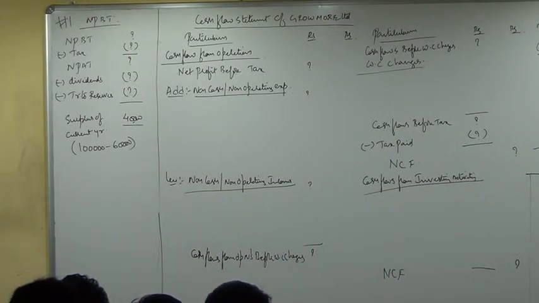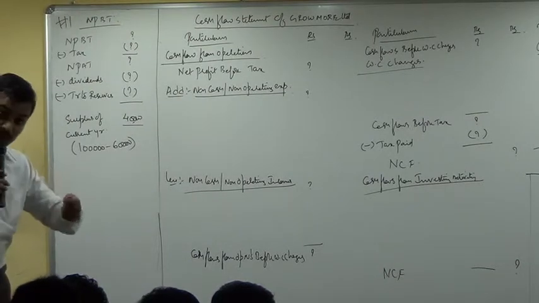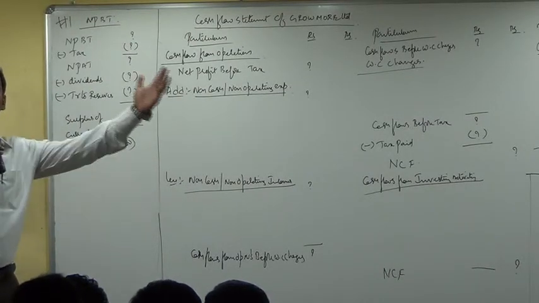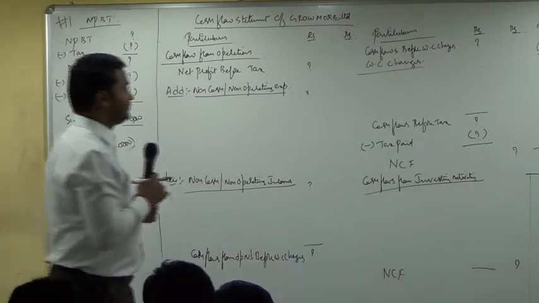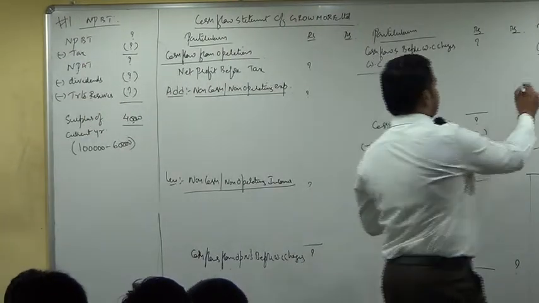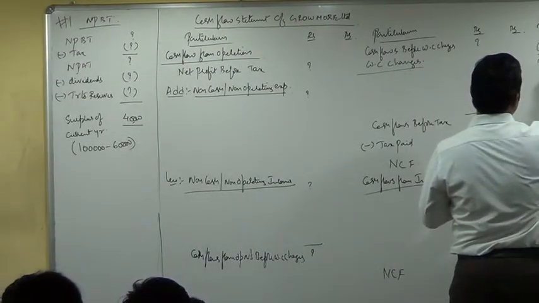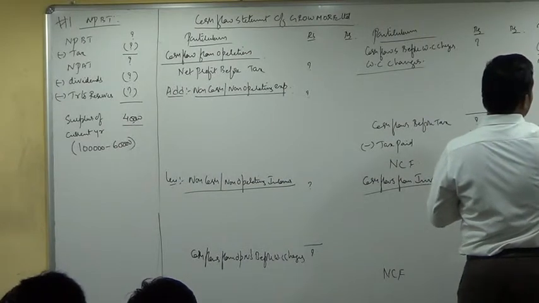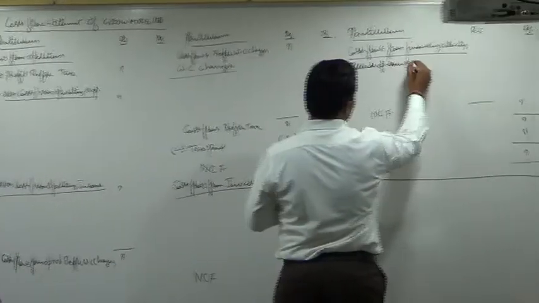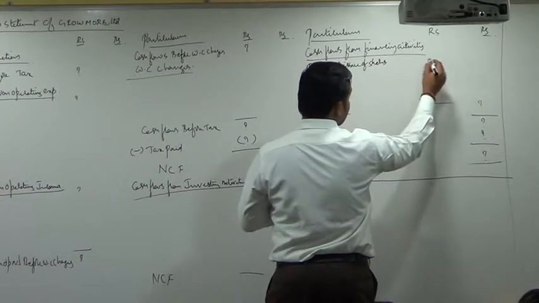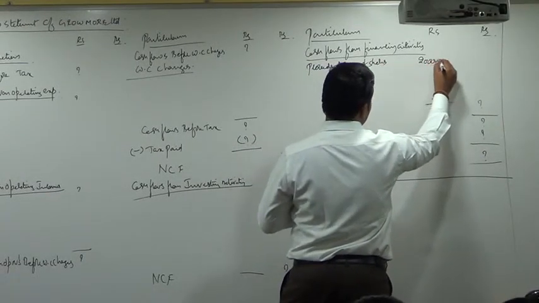So what is the normal assumption that comes to your mind? Issue of shares for cash. Issue of shares for cash is a cash inflow of what activity? Financing activity. Proceeds of issue of shares. How much? 2 lakh.